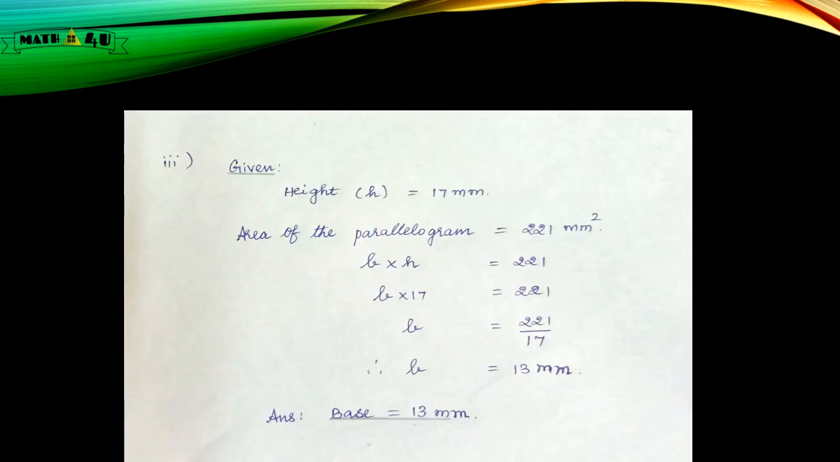In the next problem, height is given and area of the parallelogram is also given. You are asked to find the base of the parallelogram. Height is equal to 17 millimeter. Area of the parallelogram is equal to 221 millimeter squared. Base into height is equal to 221. Now, instead of H, replace 17. B into H is equal to 221. Again, multiplication goes to other side, becomes division. Therefore, B is equal to 221 divided by 17. Therefore, base is equal to 13 millimeter.